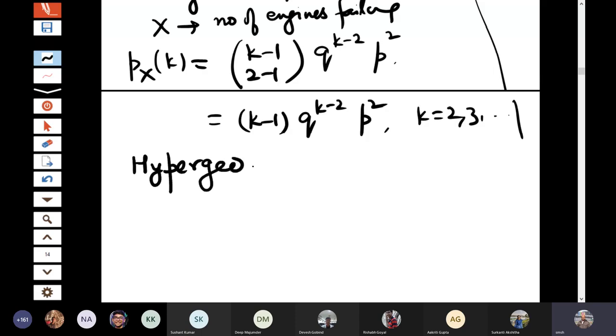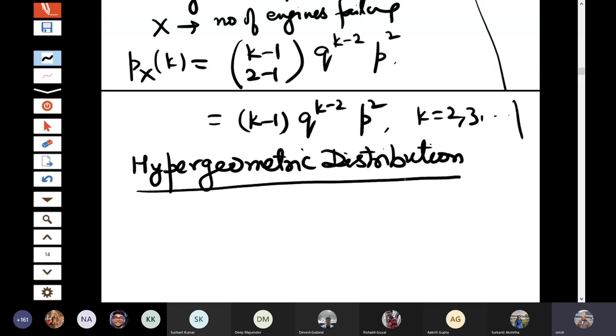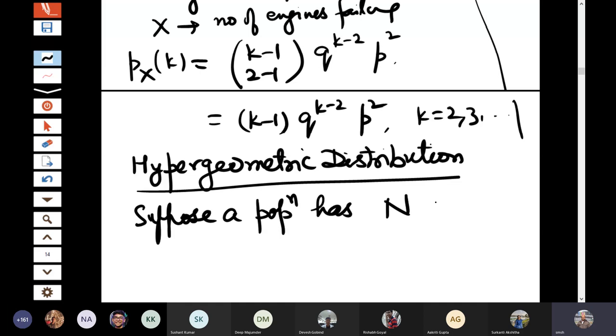It is known as the hypergeometric distribution. So the setup is like this. Suppose a population has N elements.